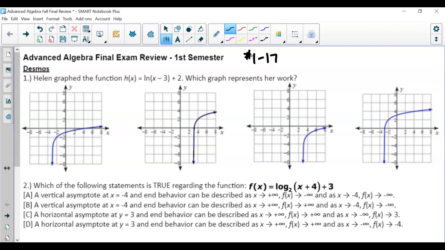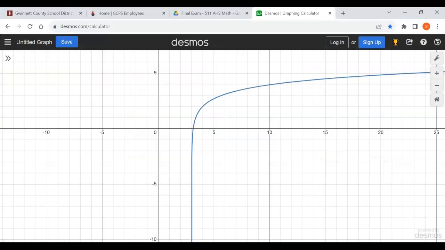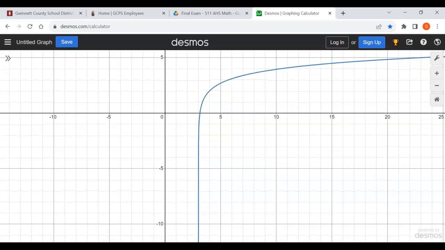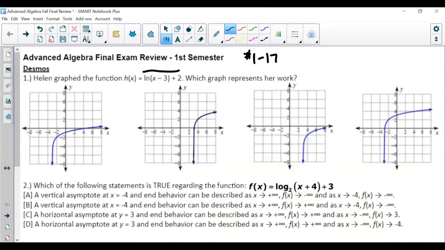Because, for example, in number 1, you need to graph this natural log to identify which graph it correlates to. So here, if you were to graph the natural log in Desmos, so here it is. Now notice how your asymptote is here at x is equal to 3. And if you need to, identify other points on the graph. But that's why the answer here is B, our second option.